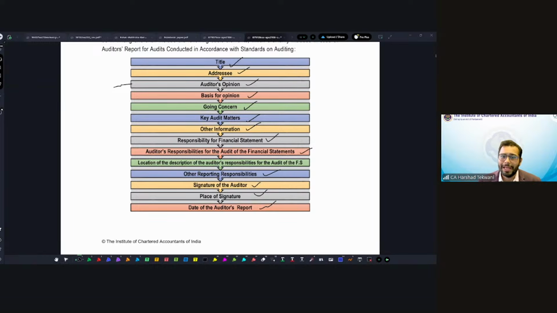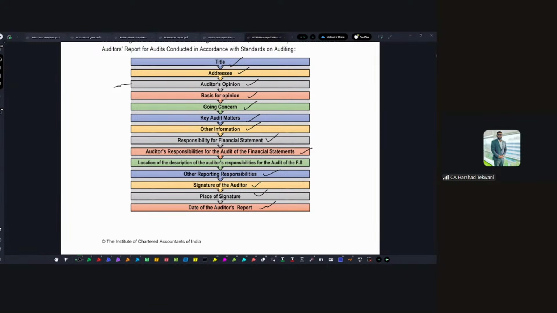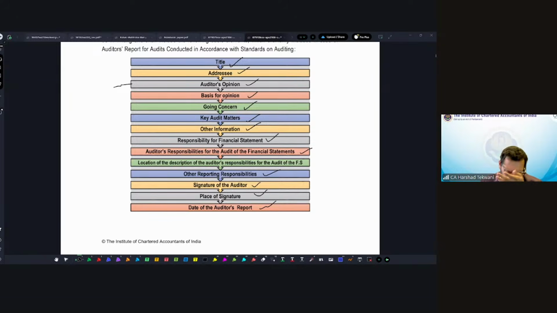Now over there, you can say that the audit report is prescribed by law or regulation already. So in that case, what should we do? How will you comply with the structure that we discussed till now? No? Okay, I'll tell you. SA 700 already has a provision for that.